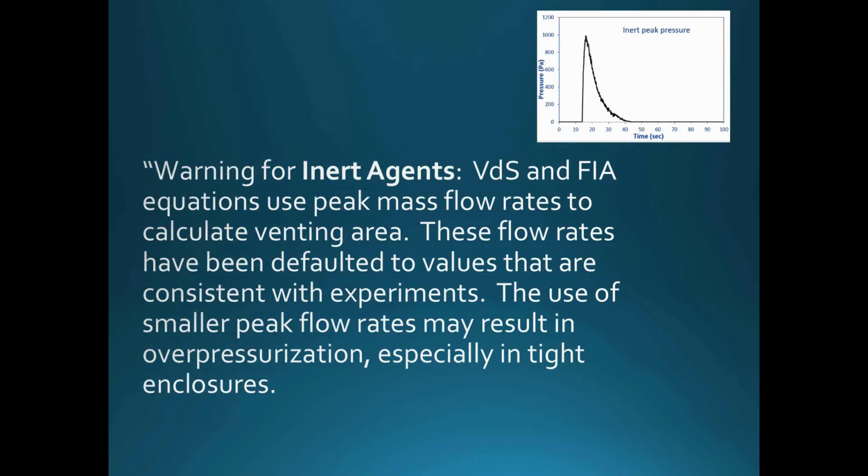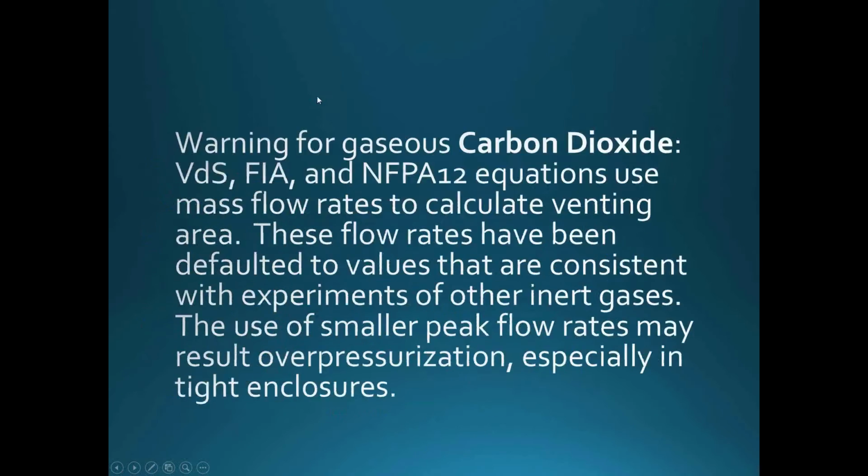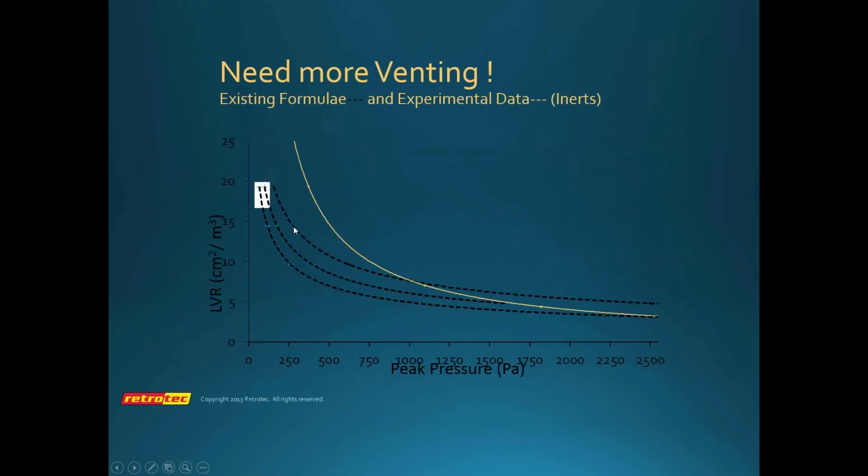So it says that VdS and FIA equations use peak mass flow rates to calculate venting area. We have put defaults into our software so they come up with values that are consistent with the experimental data that we've seen. The mass flow rates that your software generates may give very different values. The reason we've defaulted these to the values we've seen in experiments is so that you won't be fooled into thinking that your peak pressure formulas are correct. This is a comparison between three popular peak pressure formulas on the dashed line here, and this was the experimental data that we got.